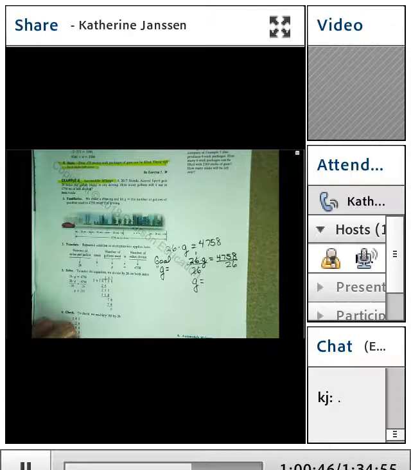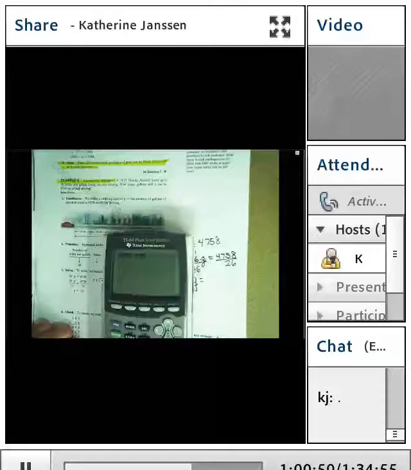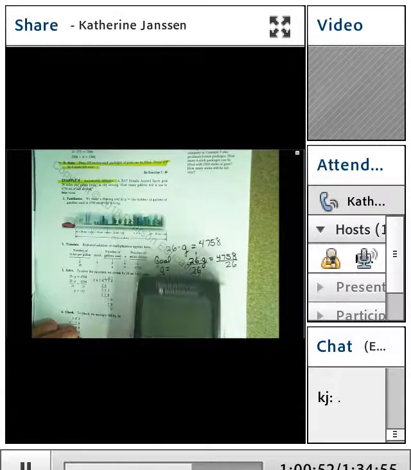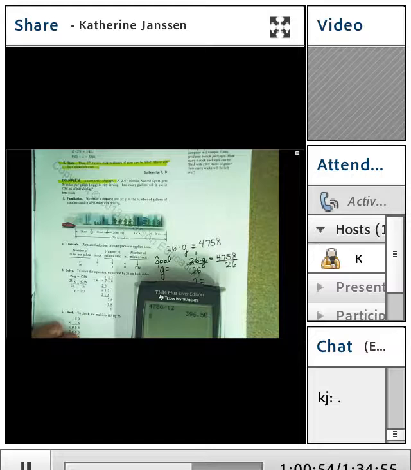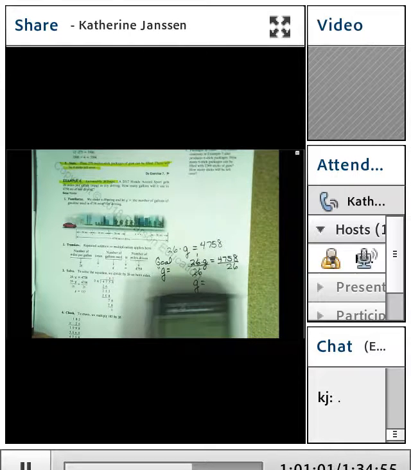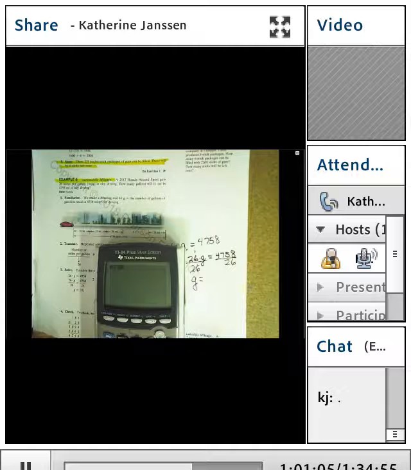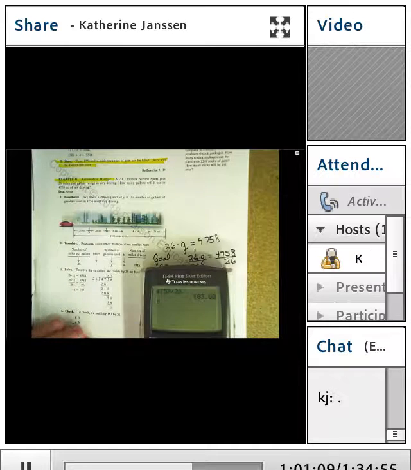So I have 4,758 divided by 12. That'll be equal to 396. I think I better try again. 4,758 divided by 26 is 183. That looks better.